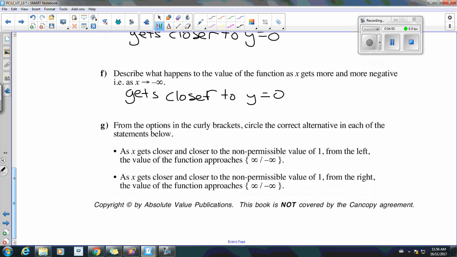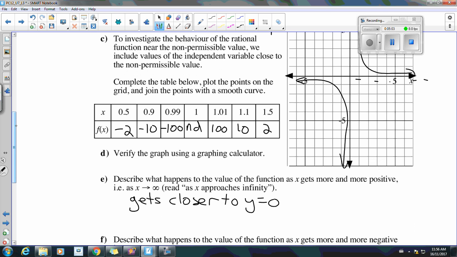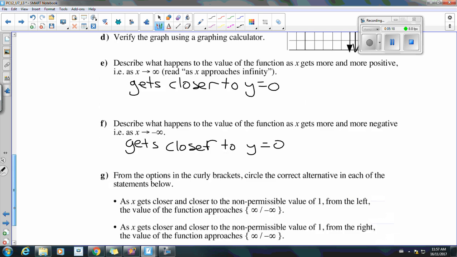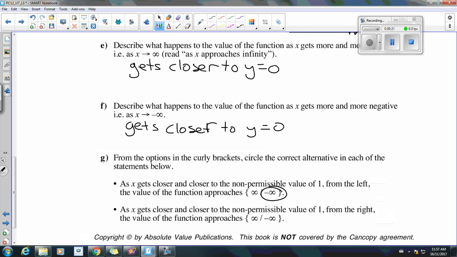From the options in the curly brackets, circle the correct alternative in each of the statements below. As x gets closer and closer to the non-permissible value of 1 from the left, the value of the function approaches positive or negative infinity. As we're approaching 1, sorry, I drew this wrong. This needs to be over here. As it's approaching 1, our values are getting smaller and smaller very fast from the left. So it's approaching negative infinity. From the right, it's approaching infinity.